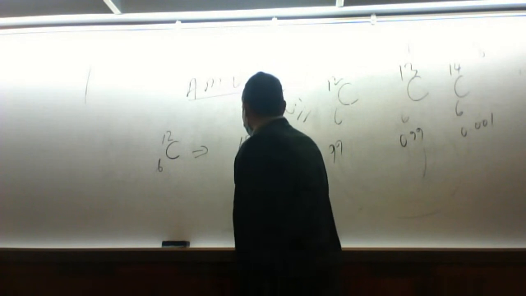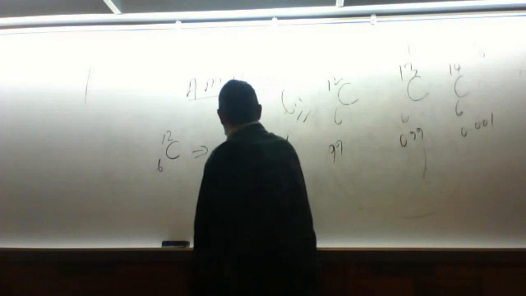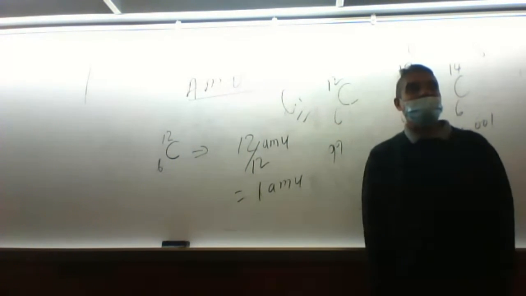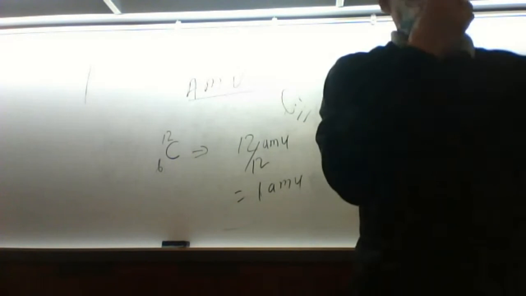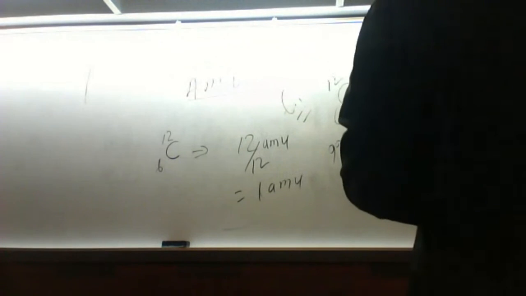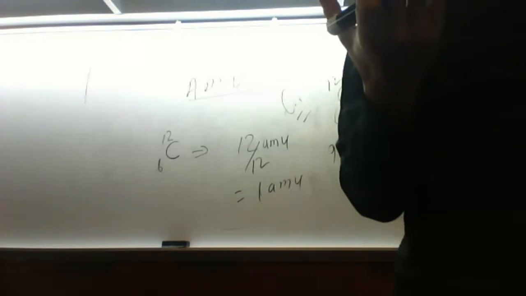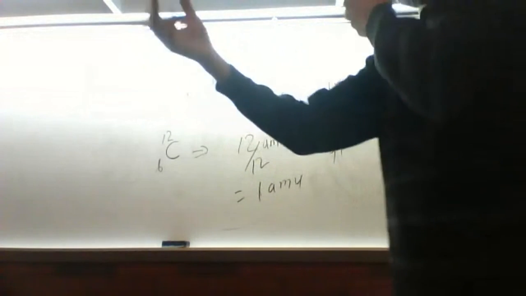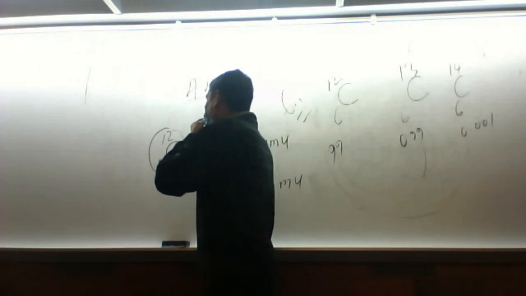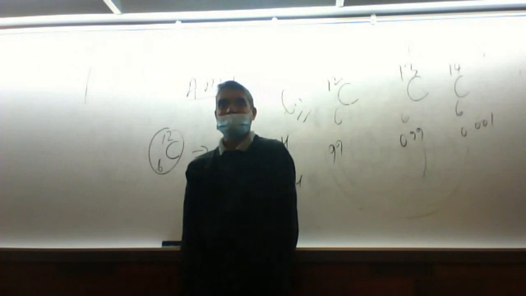So how much is 1 atomic mass unit then? If this is 12 atomic mass units, if you divide this by 12, then that is 1 atomic mass unit, right? How much is 1 atomic mass unit? Take the carbon-12 isotope, measure the mass of that one, and divide that by 12. Whatever number comes out, that is 1 atomic mass unit. Make sense? They go to nature and find this guy, measure the mass on a balance, and divide the mass of that guy by 12. And they say, okay, that's 1 atomic mass unit.